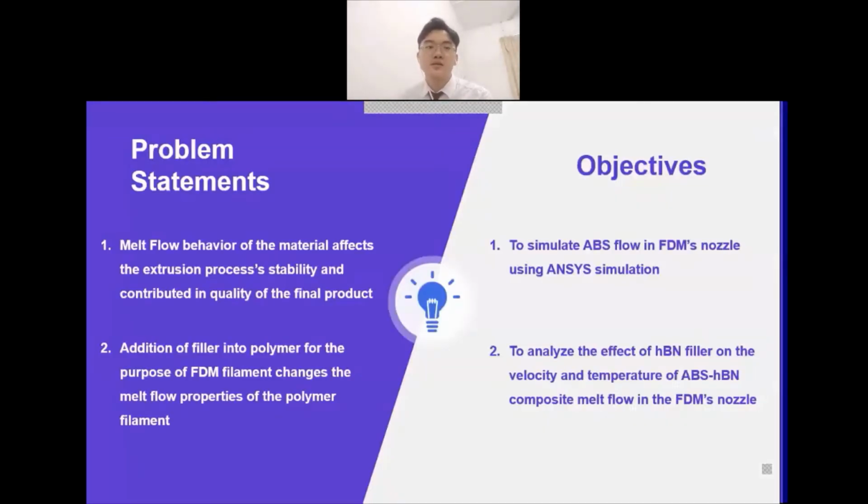In this project, the first problem statement is that the melt flow behavior of the material affects the extrusion process stability and contributes to the quality of the final product. The second problem statement is that the addition of filler into the polymer for the purpose of FDM filament changes the melt flow properties of the polymer filament. So the first objective in this project is to simulate ABS flow in FDM nozzles using ANSYS simulations, and the second objective is to analyze the effect of hBN filler on the velocity and temperature of ABS-hBN composite melt flow in the FDM nozzles.